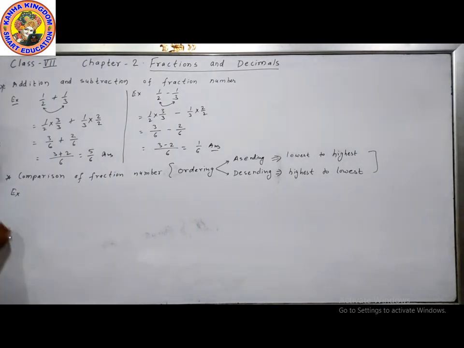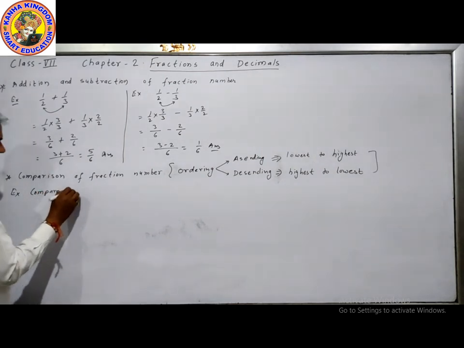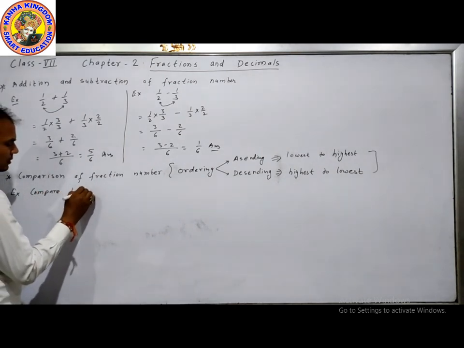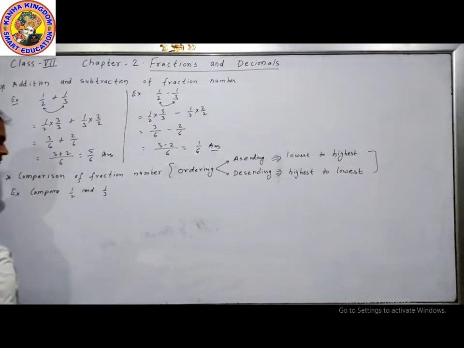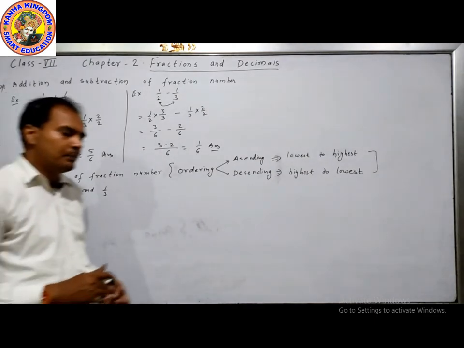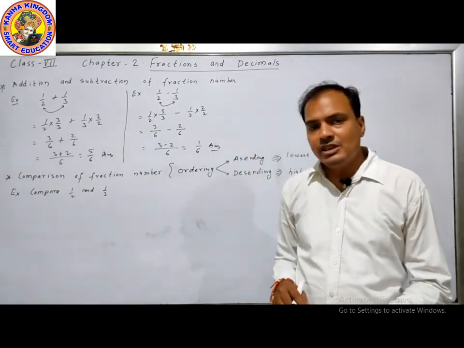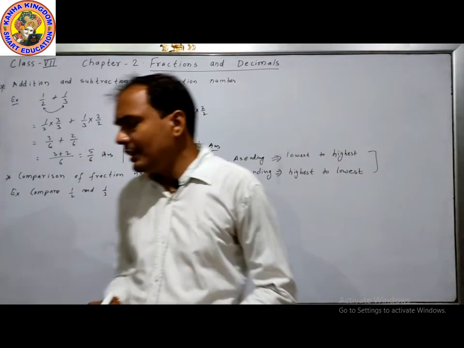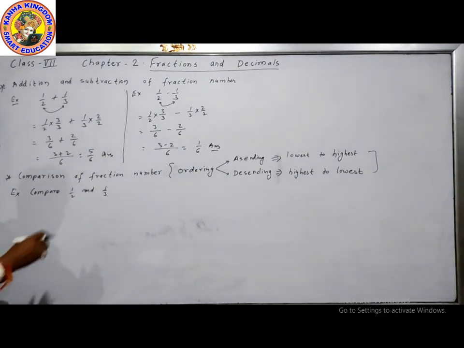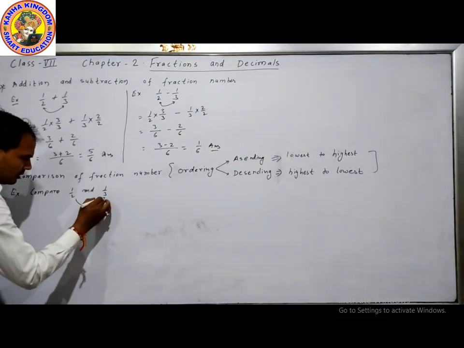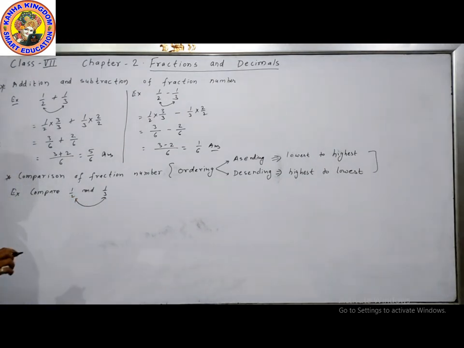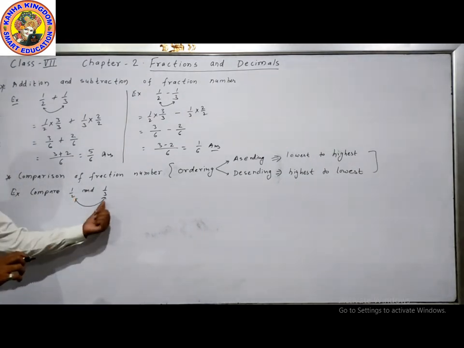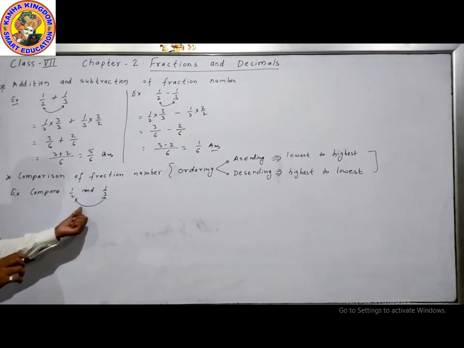For example, compare 1 by 2 and 1 by 3. There are two fraction numbers. We have to compare these numbers, which is less and which is greater. In comparison, we will make the denominator equal. In the denominator, the number will be equal.